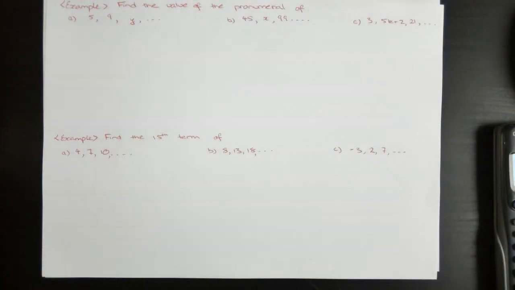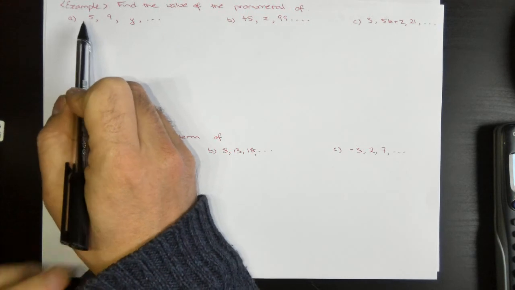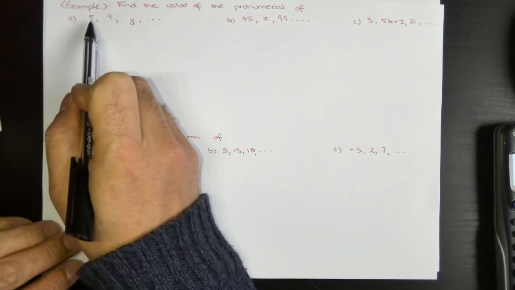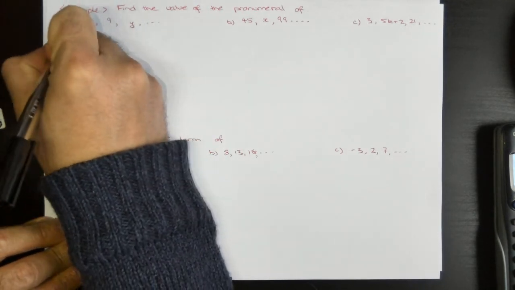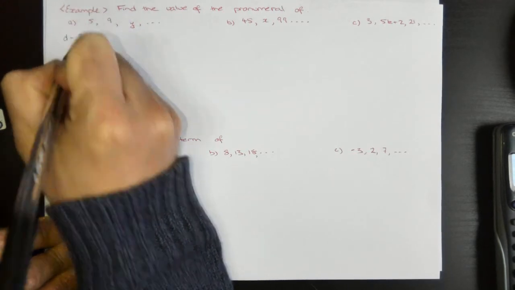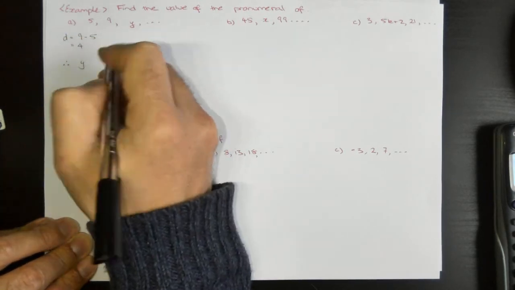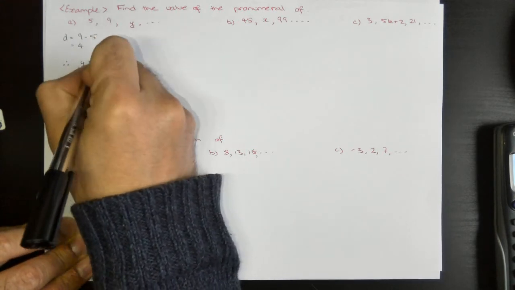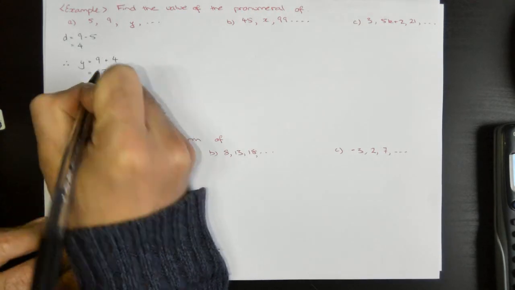Let's do some examples. We want to find the value of the pronumeral in these. Remember, what I'm trying to figure out is the difference so that I can add the difference. The common difference in this example would be 9 minus 5, which gives me 4. So y is going to be the previous term, 9, plus the common difference of 4, which gives me 13.